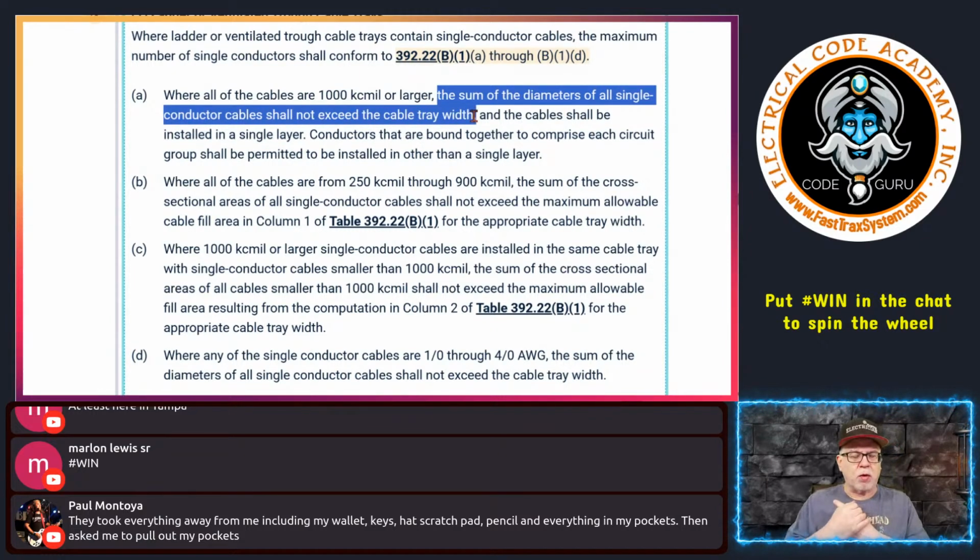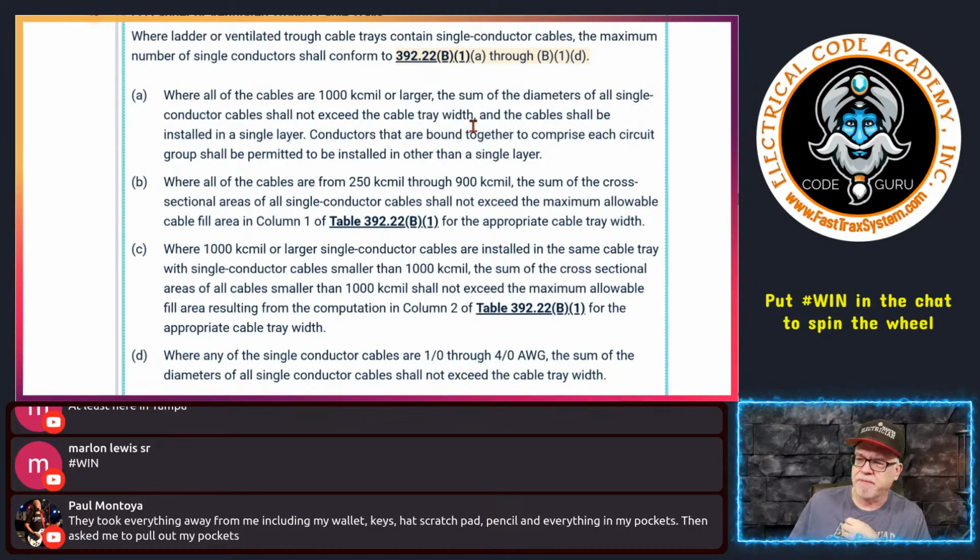So this is the one where we're not using the values for volume here. This is the actual diameter, which is published by your manufacturer. When it comes to 1,000 kcmil, for example, you can get that approximate diameter in the code book under Chapter 9, Table 5, I believe, for THHN. But when it gets larger than that, you're going to have to go to the manufacturer and they will publish this diameter value, okay?